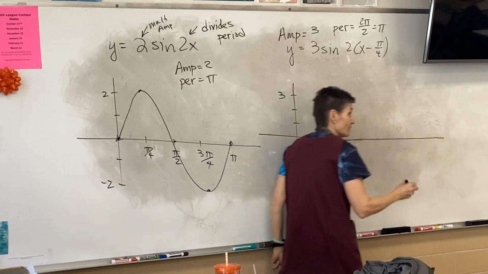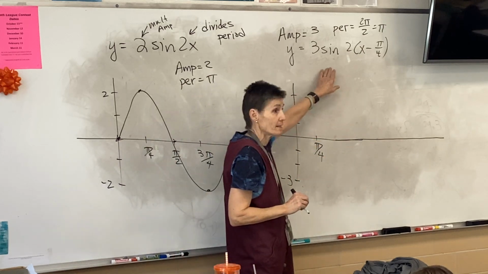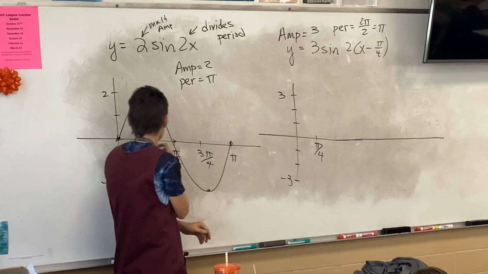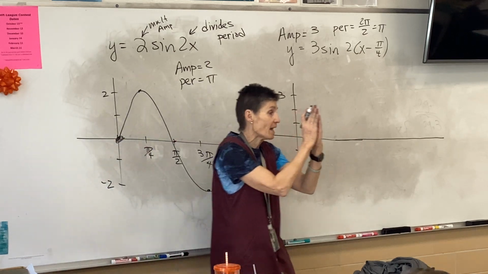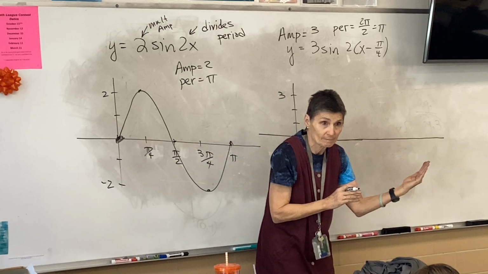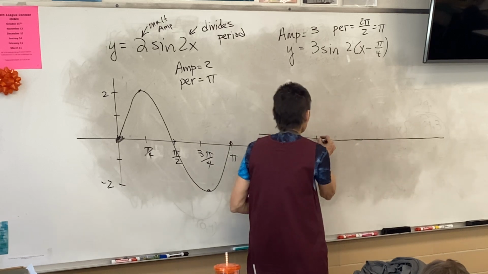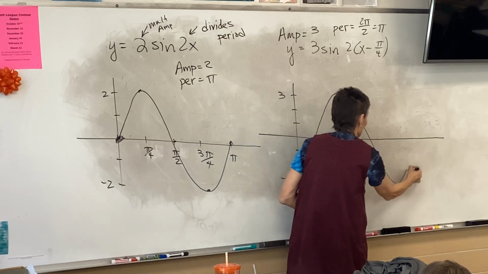So this curve is not going to start at the origin. It's a sine, it should start at the origin, but it's not going to because we have shifted everything to the right. So now I'm going to have a sine curve that looks like this.